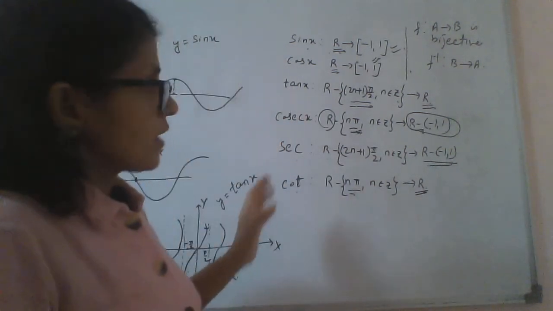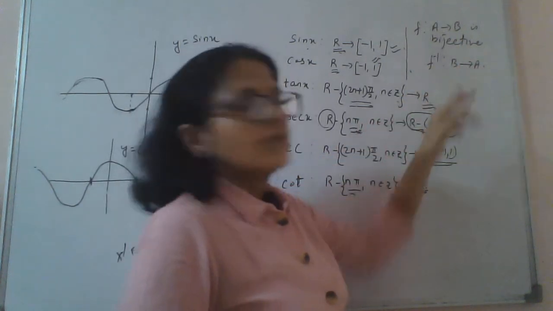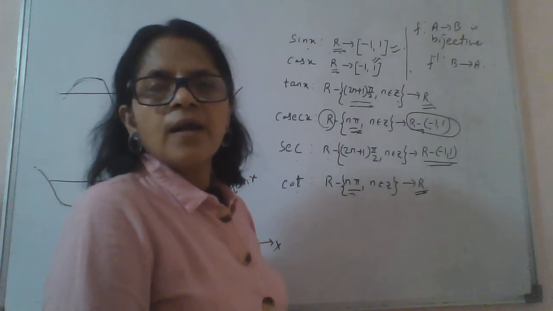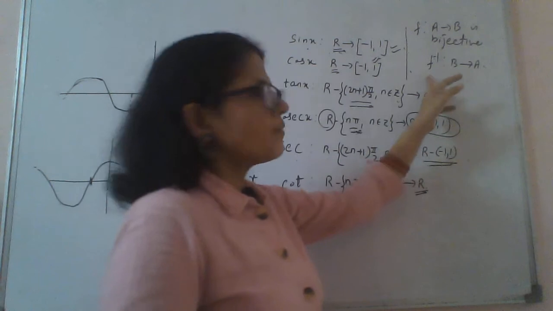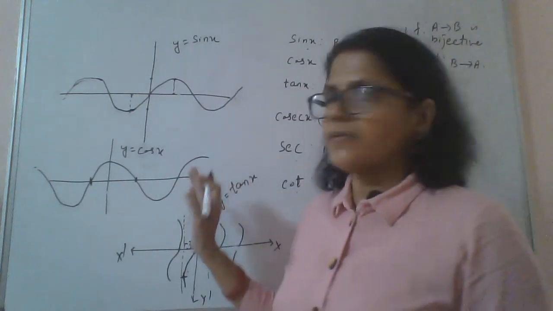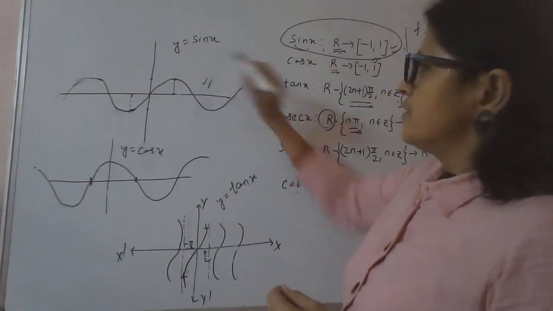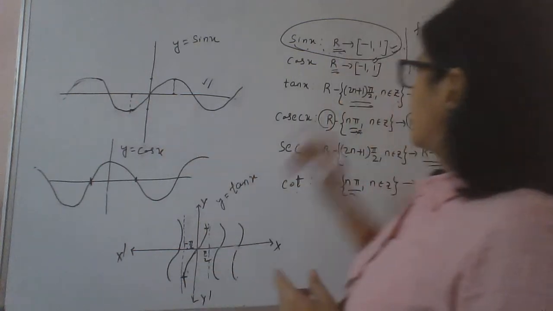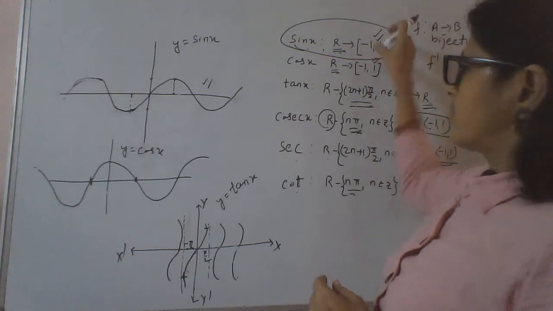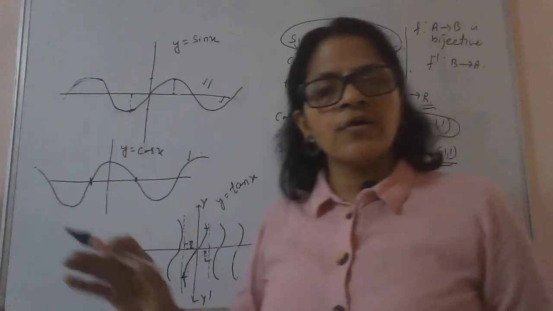As I said, f is a function from A to B that is bijective. It means whenever it is bijective, f is invertible, and if f is invertible, f inverse is a function from B to A. Now let's check whether the trig functions are bijective or not. Let me consider sin x first. One thing you can see: the codomain and range are equal to the closed interval -1 to 1 in both cases. It means in that way these two functions are onto functions.